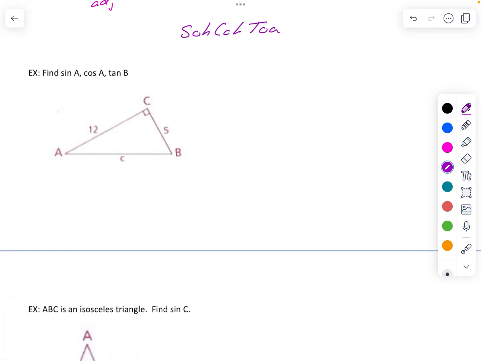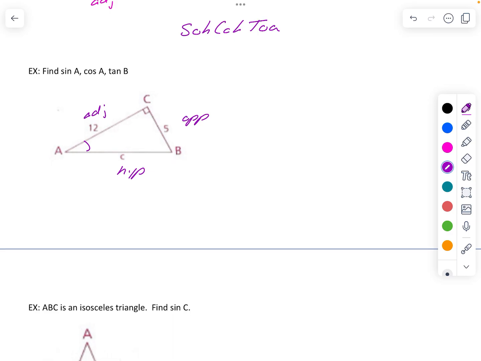So we want to find the sine of angle A. With regard to angle A, this would be opposite. This is adjacent. This is hypotenuse. Oh, we need to find the hypotenuse first. We don't know it. It just says C. So let's find that. We know 5 squared plus 12 squared equals C squared. 25 plus 144 equals C squared. 169 equals C squared. C is 13. So this is 13.